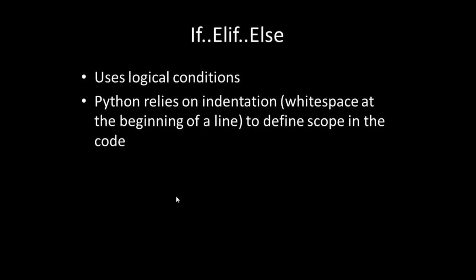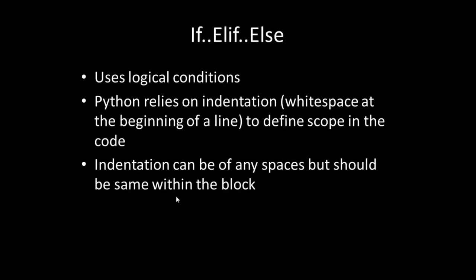Now, normally in any programming language you see, C, C++, C Sharp, Java, anywhere, how do we define the scope? By using flower brackets or curly brackets. But in Python, we are not using any brackets. Instead, we are using white space to define the scope of your particular loop, or even your conditional statements.